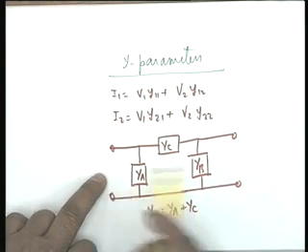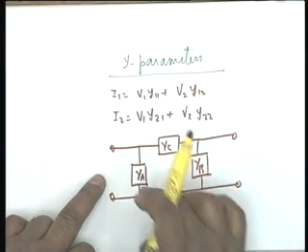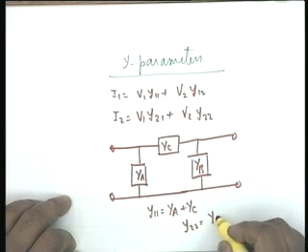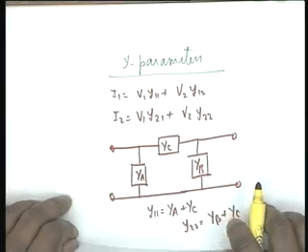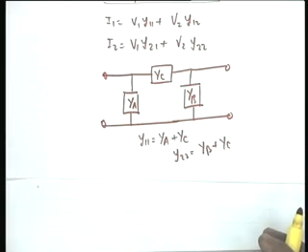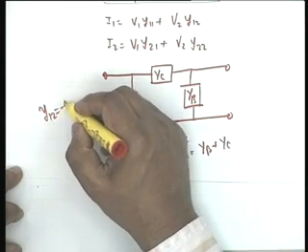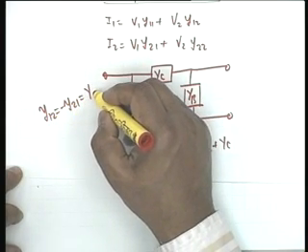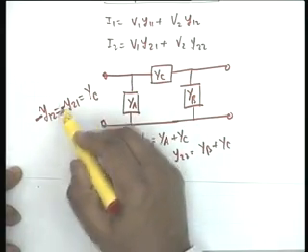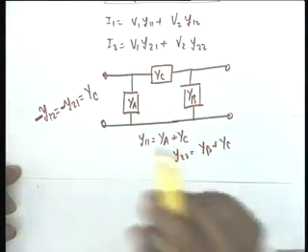Y11 is the input admittance with the output short circuited. So YB goes out of consideration, YA comes in parallel with YC. Y22 is equal to YB plus YC, and either by applying the definition or by remembering the equivalent circuit, you can see that Y12 is equal to minus Y21 equal to Y sub C. Both of them are minus: minus Y12 equal to minus Y21 is equal to Y sub C.